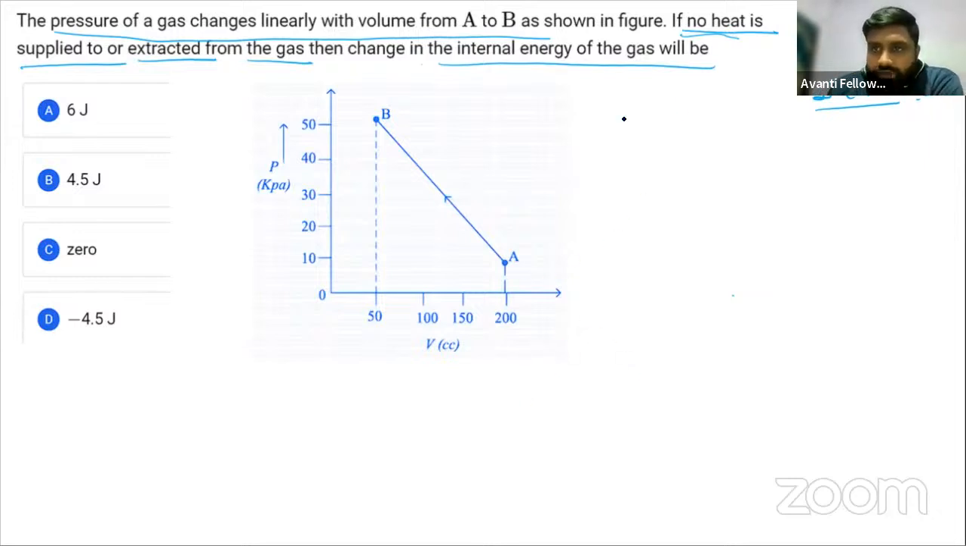Okay. So I hope you are doing this. Meanwhile, I am solving this for you.